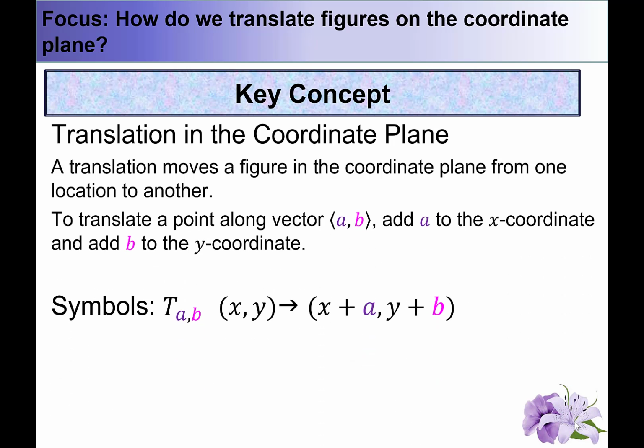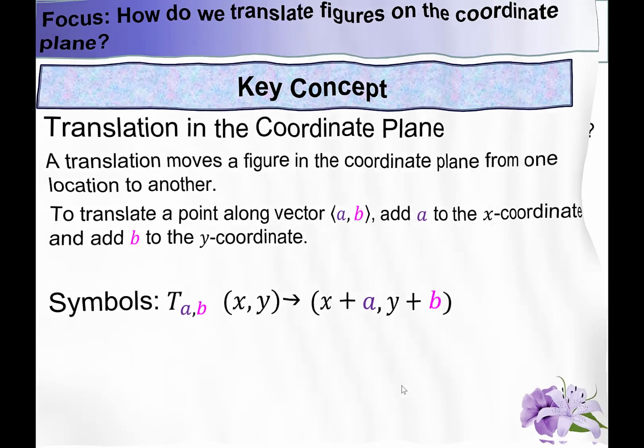To translate a point along vector AB, you add A to the x-coordinate and add B to the y-coordinate. And this is the symbol that you're going to see: a capital T for translation, and then the vector AB. So you take the coordinate and you add A to the x-coordinate and you add B to the y-coordinate. Let's look at an example.